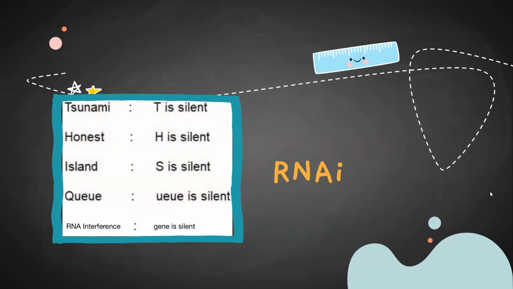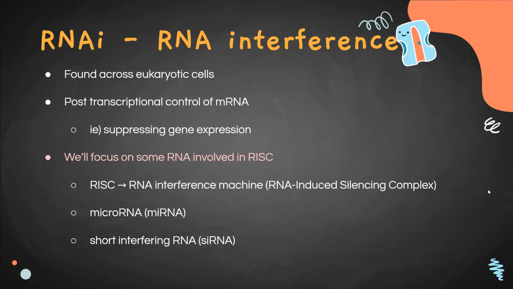So now moving on to RNA interference. This is a mechanism of post-transcriptional control of mRNA. So this is after RNA is made and it's in the cell. RNA interference can help with suppressing that gene that's expressed. RNA can be involved with RISC, the RNA-induced silencing complex. There are also mechanisms with microRNA and short interfering RNA.